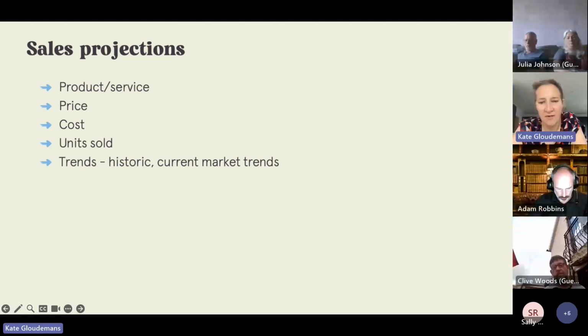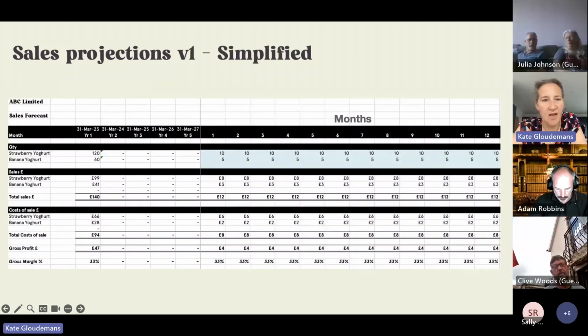Right. So moving on to the first one. So the simplified projection we have here is showing you two products. It's got strawberry yogurt and banana yogurt.